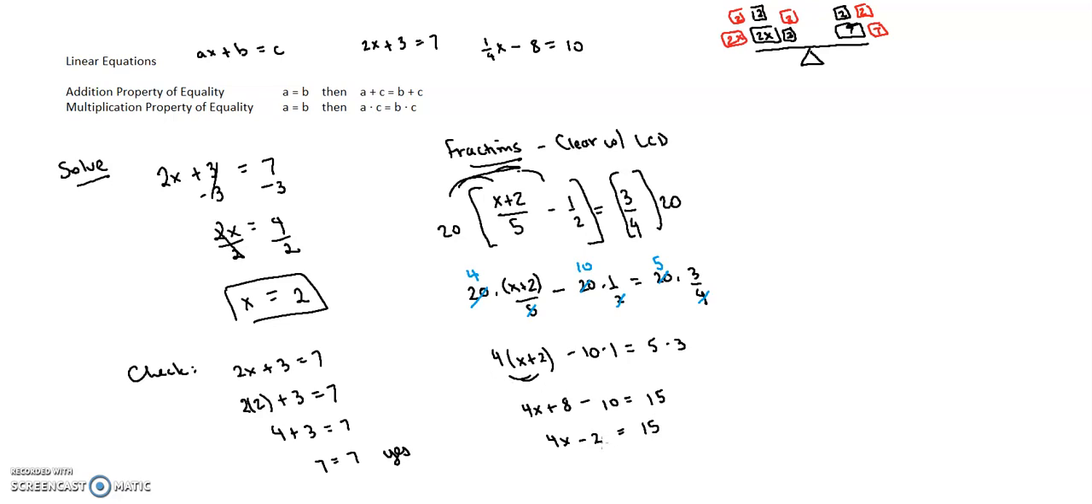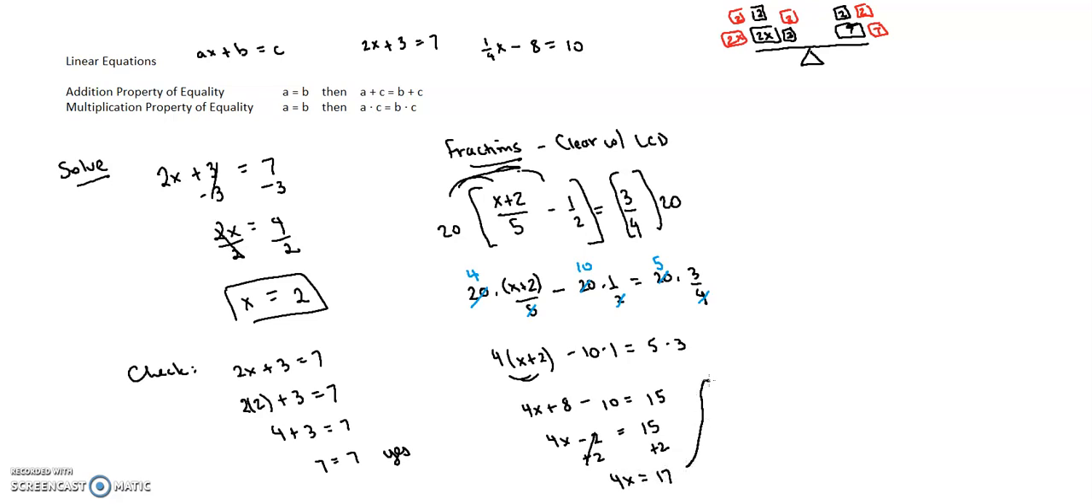Okay, so now we look like the original problem. Now we want to work on getting x by itself, so we want to do the opposite. We're going to add 2 here and add 2 here. Negative 2 and positive 2 is 0, and we've got 4x equals 17.